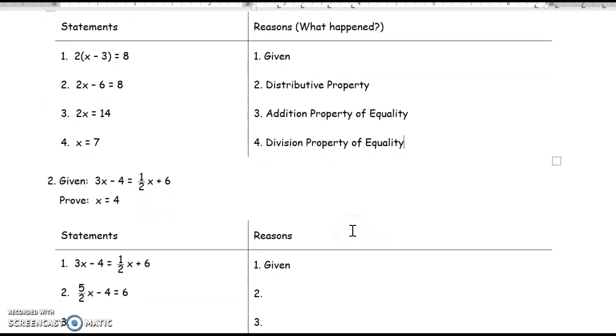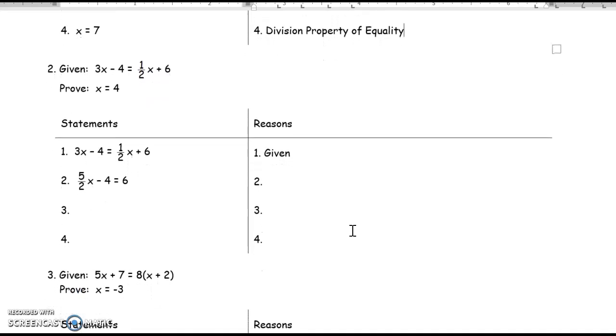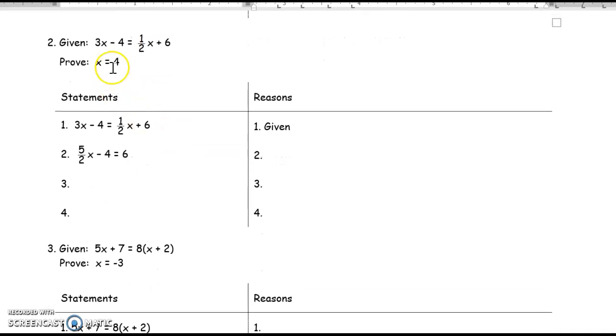Okay? So let's look at a second example here. This is a little bit trickier because we have 3x minus 4 equals 1 half x plus 6. Everyone says, oh no, we have a half x. So remember, half x is just a quantity of x. Let's look at what happens here. We have 3x minus 4 equals 1 half x plus 6. Our statement over here says given. The next thing says 5 halves x minus 4 is equal to 6.